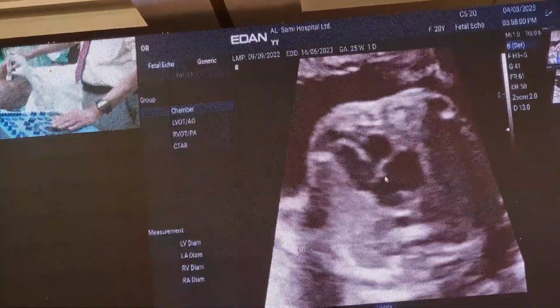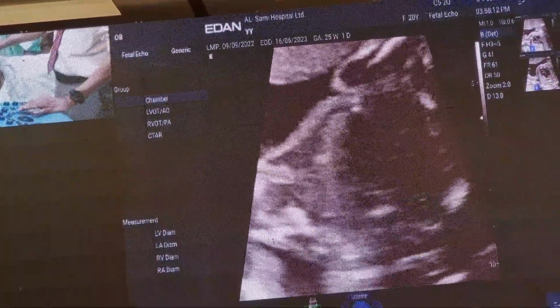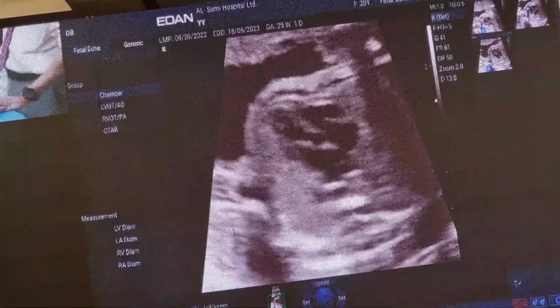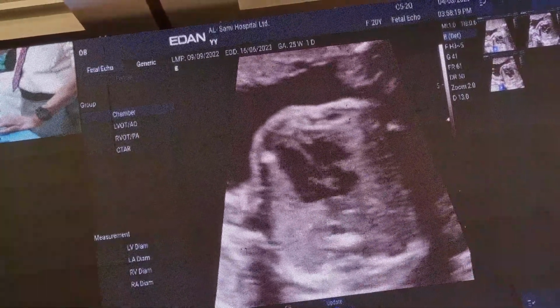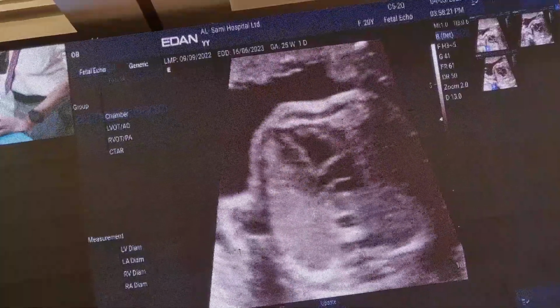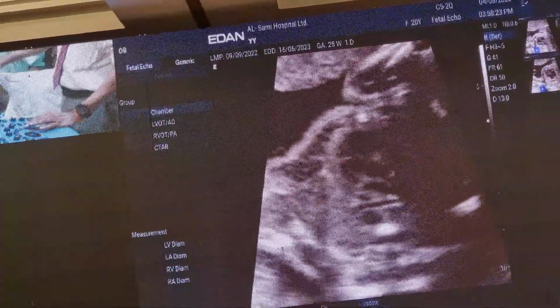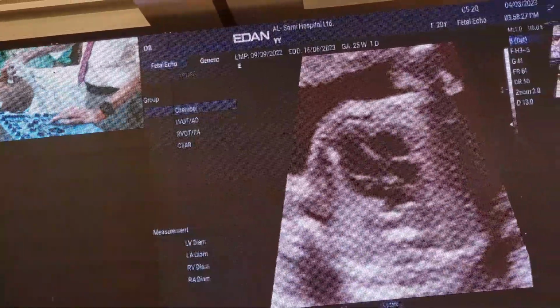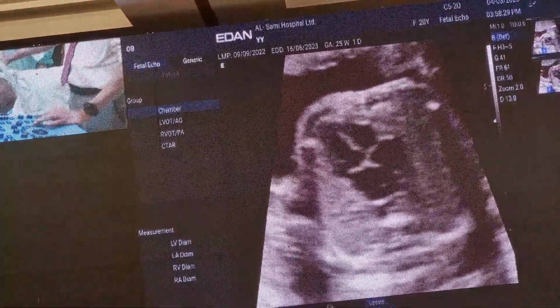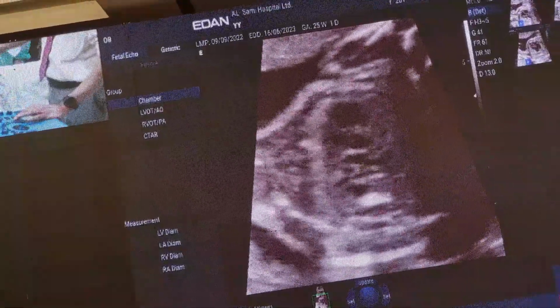So when we look at the atria, both atria should be the same size. We should see the septum primum. We should see the flap of the foramen ovale, and that should open with a normal direction of flow from the right atrium into the left atrium. Another very important thing when you look at the atria is to appreciate the pulmonary veins. So here we have the two pulmonary veins.